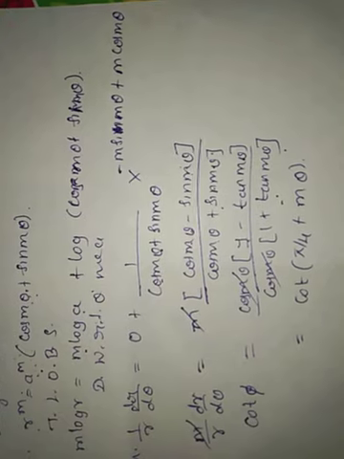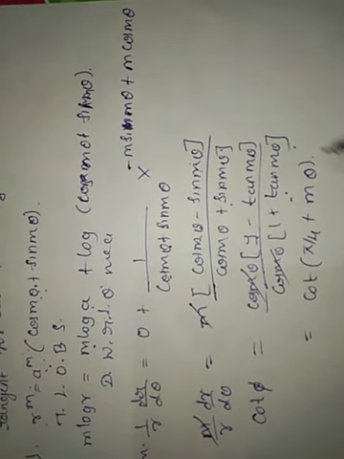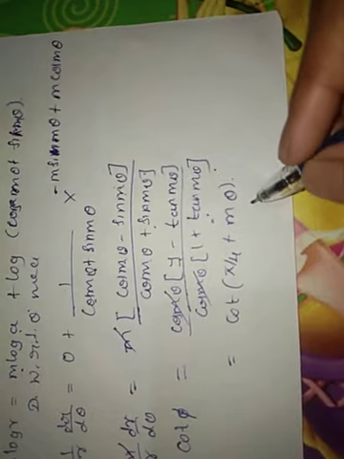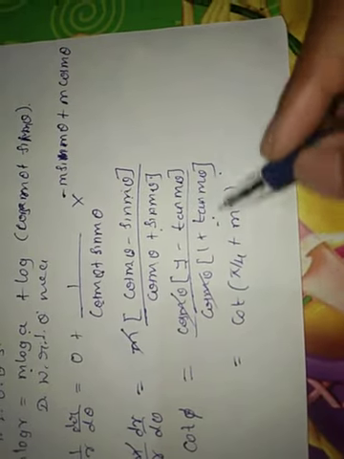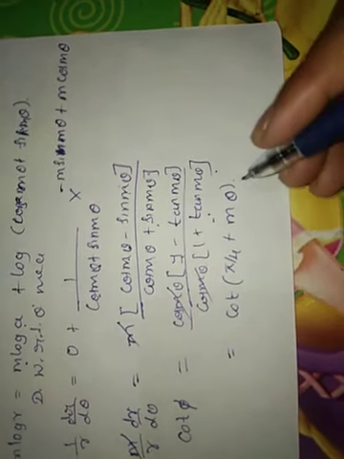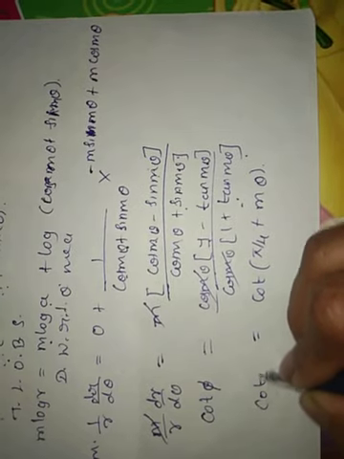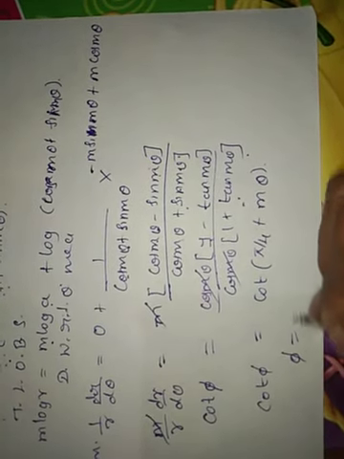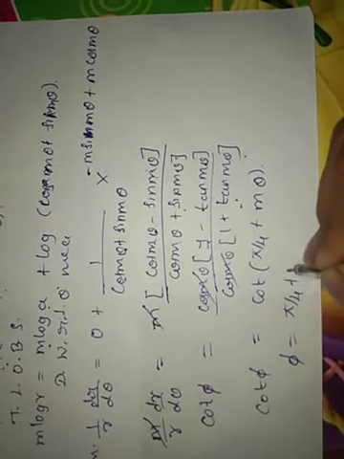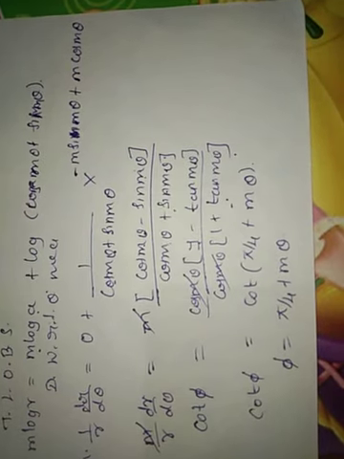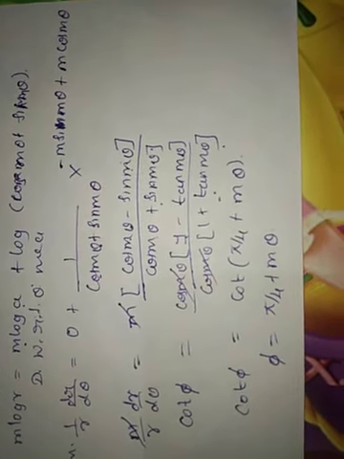Cot of pi by 4 plus m theta, that is using our previous basic formulas. 1 minus tan theta divided by 1 plus tan theta equal to cot of pi by 4 plus theta. Instead of theta here it is m theta. Now comparing the LHS and RHS, we declare that phi equal to pi by 4 plus m theta, that is the angle between the radius vector and tangent.